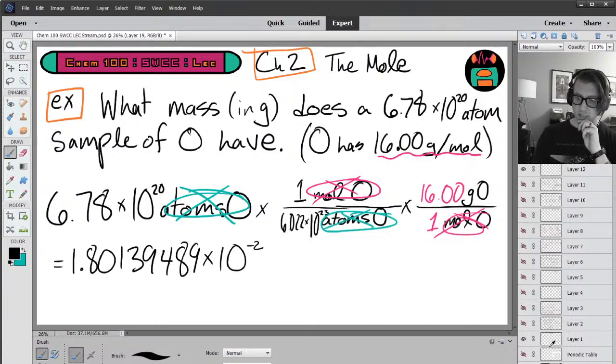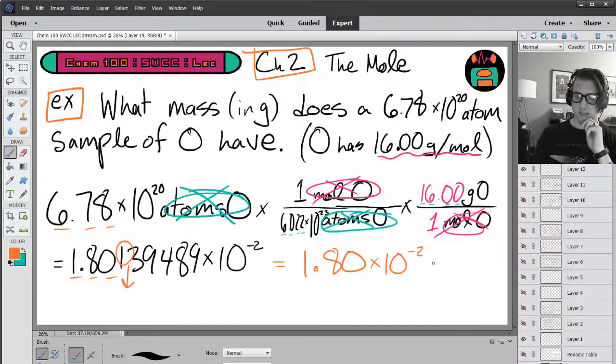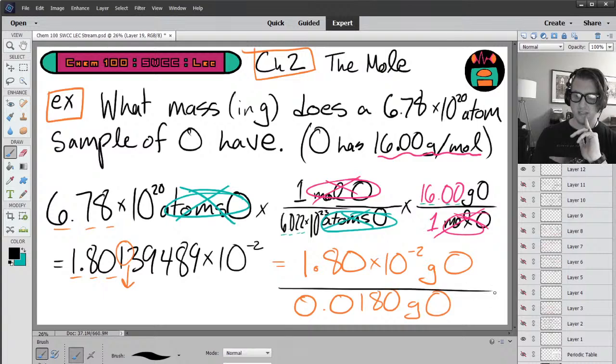Sig figs wise, 16.00 has 4, 6.022 has 4, but my mass has 1, 2, 3. So my answer can only have 3. So this is going to be 1.80, right? Because 1 is a number that rounds down. Times 10 to the negative second grams of oxygen, or if you're not running scientific notation, 0.0180 grams of oxygen. Both of these are totally valid.